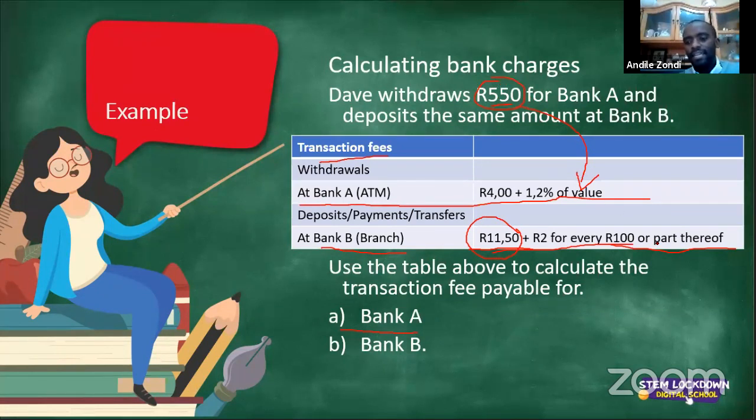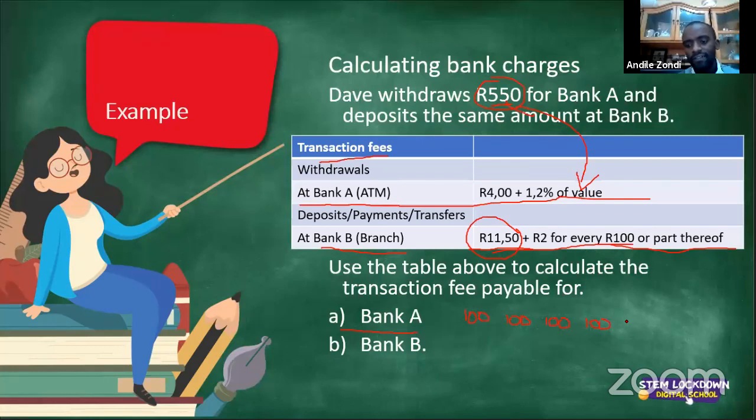But here they say or part thereof. Even if there's a part of 100 rand, 50 rand is part of 100 rand. This person will still pay 2 rands. So in other words, in 550, there's 500. It's 100. Okay, there's 200. Let me try to be as quick as possible. There's 3. There's 4.